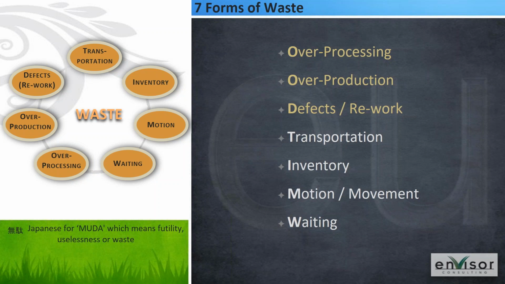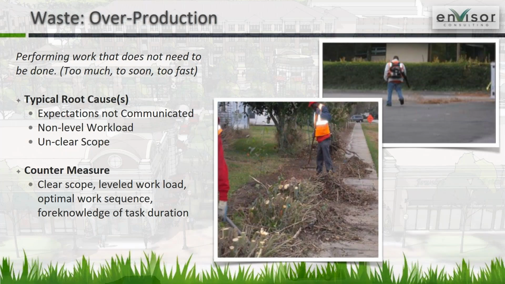Overprocessing and overproduction and rework a lot of times are stimulated by customer demand. Not always, but many times they are. And transportation, inventory, motion, and waiting a lot of times are triggered by our own internal processes or lack thereof. Not always, but often. So let me give you some examples.